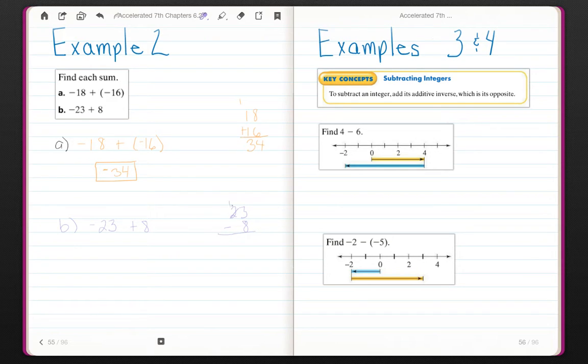I'm going to subtract just like normal. 23 minus 8 is 15. But my signs are unlike, so I need the number with the greatest absolute value.